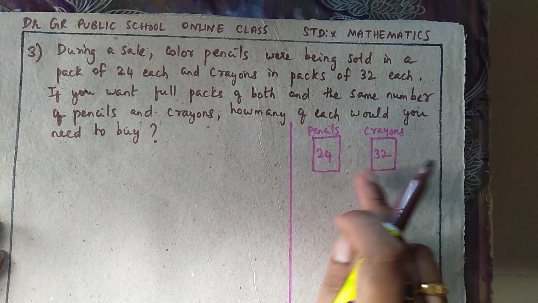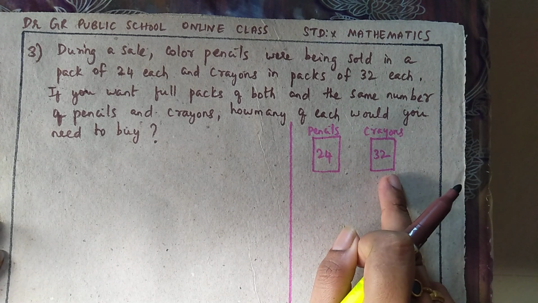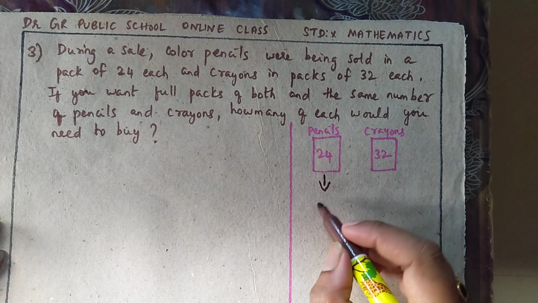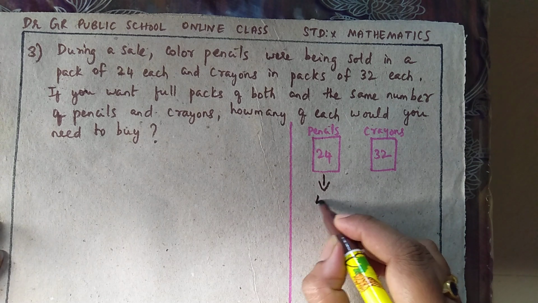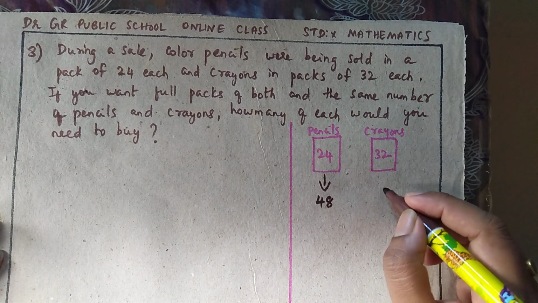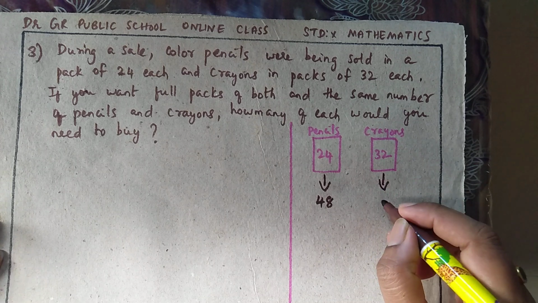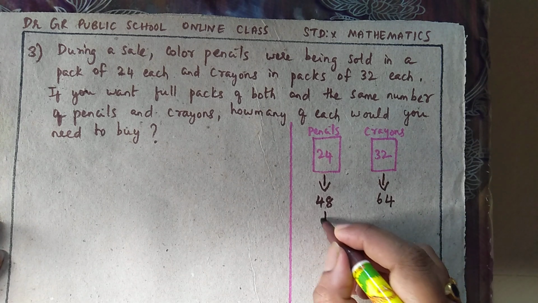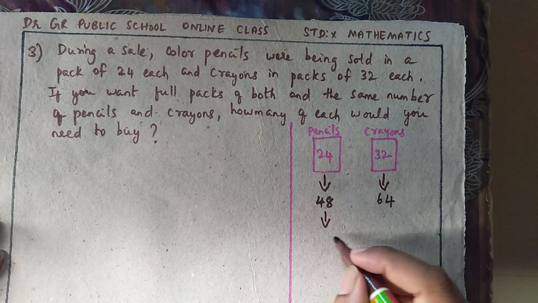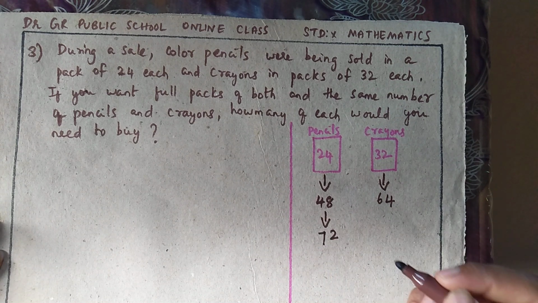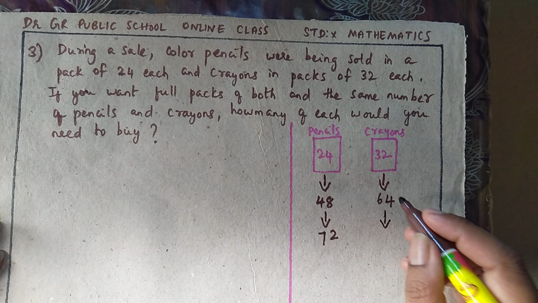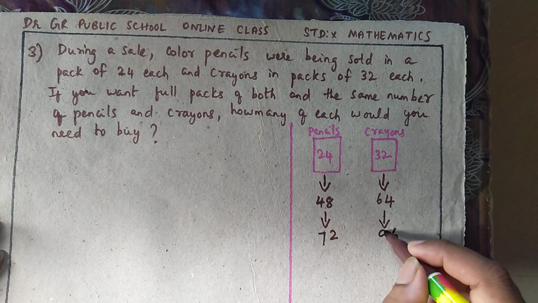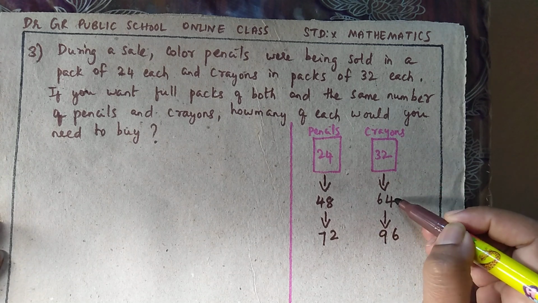Here they are different. One packet is 24 and one packet of crayons is 32. So what happens when you buy two packets of pencils? That is 24 plus 24, 48 pencils in two packets. When you buy two packets of crayons, it will be 64. Correct? Similarly, when you buy 3 packets of pencils, we get 72. When you buy 3 packets of crayons, you add this with 32, that is 96. So 2 packets, 3 packets.